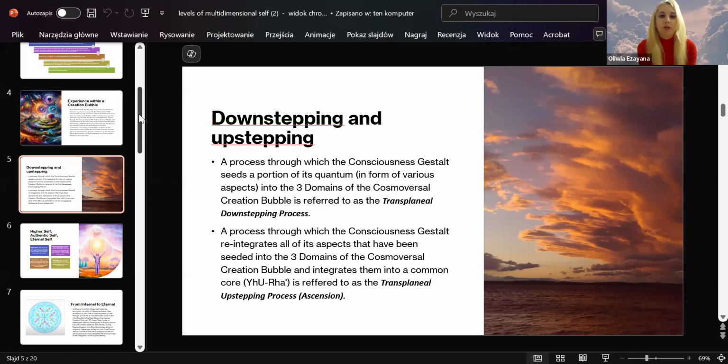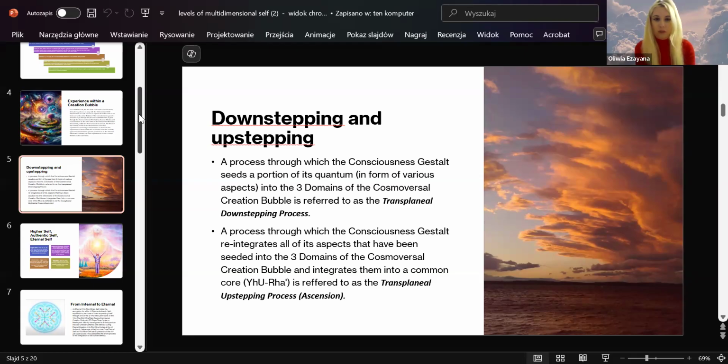So a process through which the consciousness gestalt seeds a portion of its quantum in form of various aspects into the three domains of the cosmoversal creation bubble is referred to as the transplanial downstepping process. So this is the process that we are going through the moment we enter this cosmoversal creation bubble. And most of us have been here for a very, very long time. We have been downstepping ourselves all the way until we got into this level of the third dimension of the external creation and got a little bit stuck here.